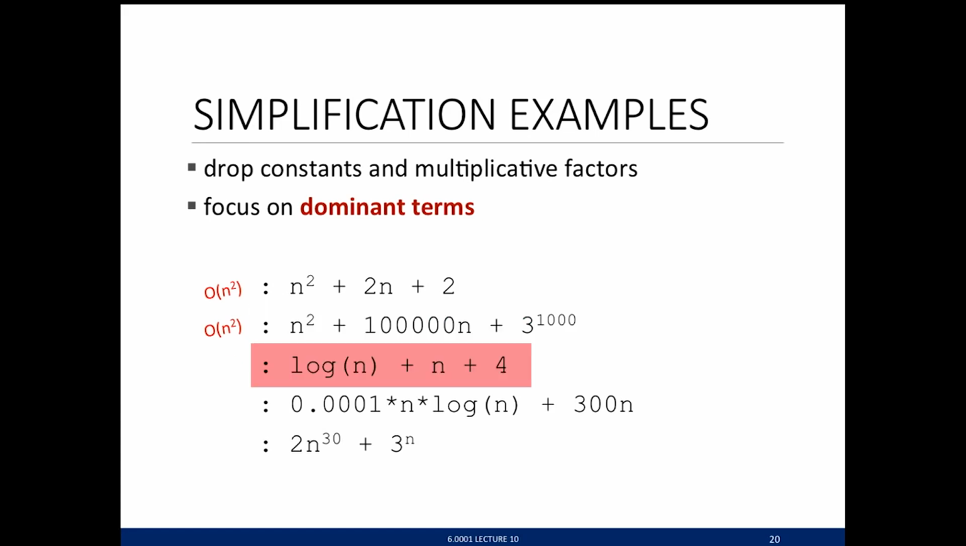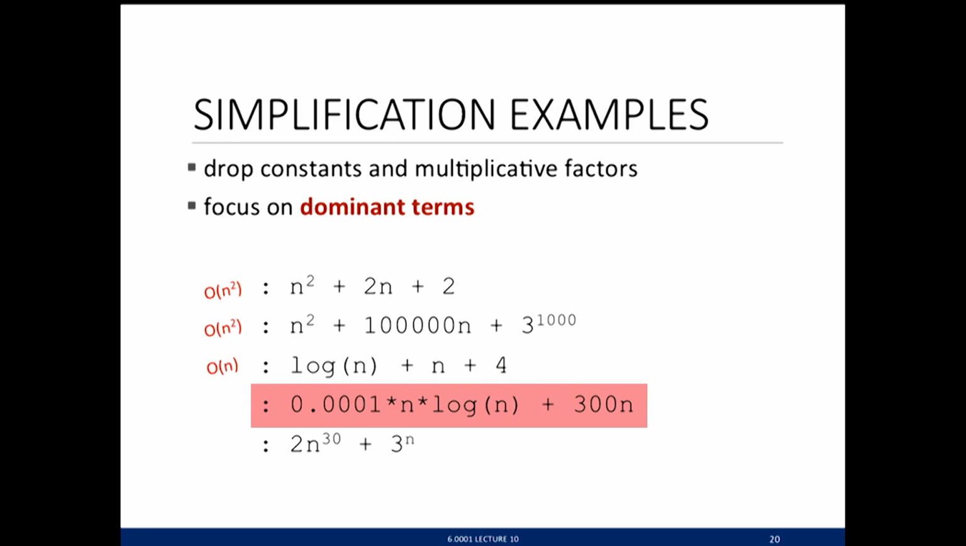This term is order n, because n grows faster than log of n. This funky looking term, even though that looks like the big number there, and it is a big number, that expression we say is order n log n. Because again, if I plot out how this changes as I make n really large, this term eventually takes over as the dominant term.